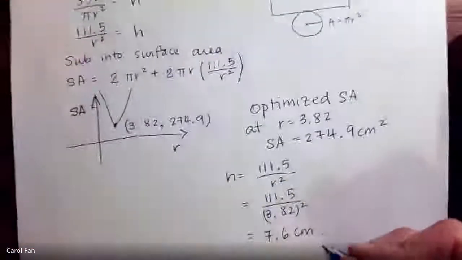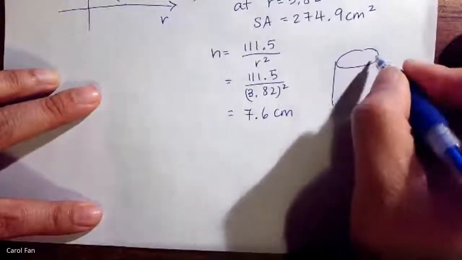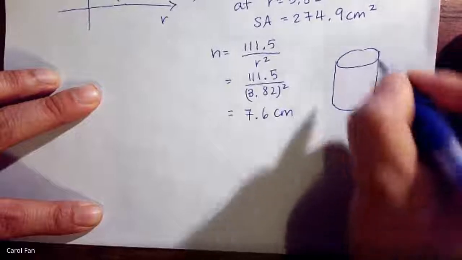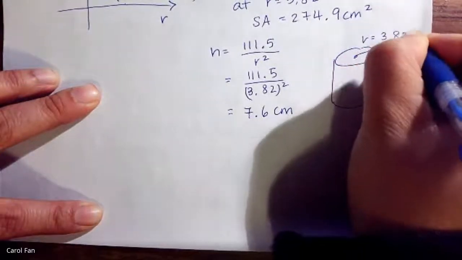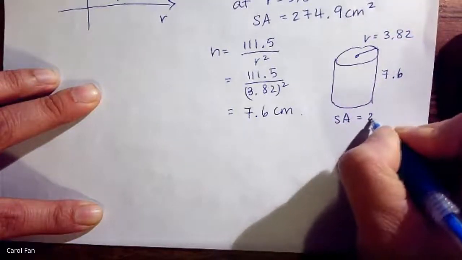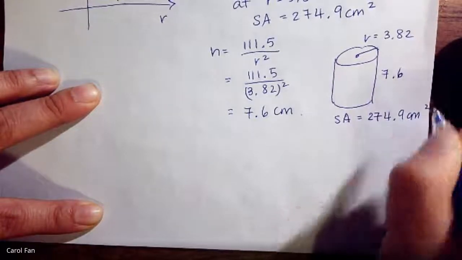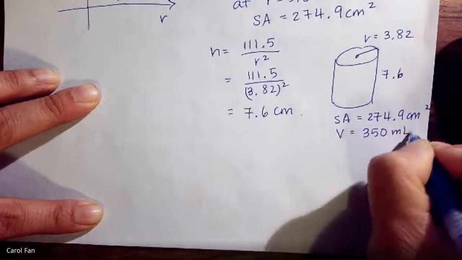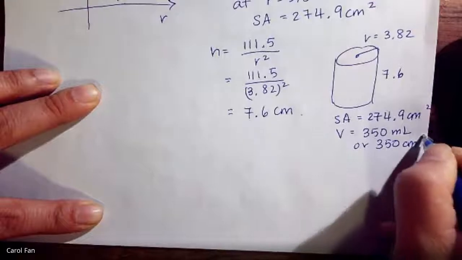So our new optimized can will have a height of 7.6, a radius of 3.82, surface area of 274.9 centimeters squared, and a volume of 350 milliliters, or you could say 350 centimeter cubed.